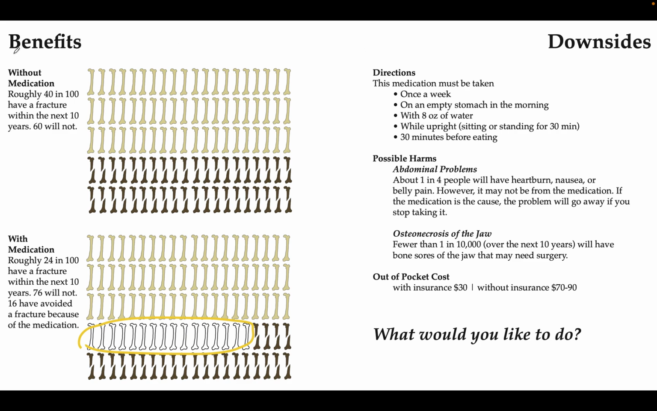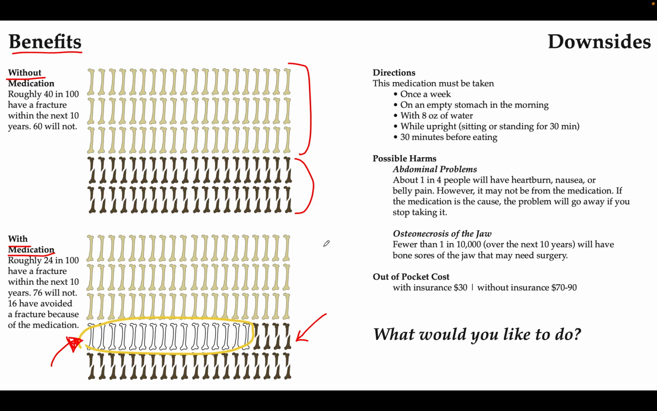On the benefits side here, they have this nice picture, and you can see without the medication, what are your chances of having a fracture? So they have 60 did not get a fracture, 40 got a fracture. And then with the medication, they show the change that this medication can make. So yes, some people still get a fracture. There is the risk of that, but the risk of getting a fracture is reduced by this certain number here. I think it's 16, if I'm correct.